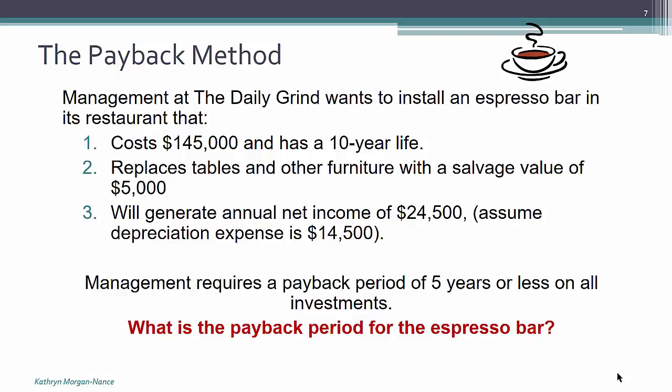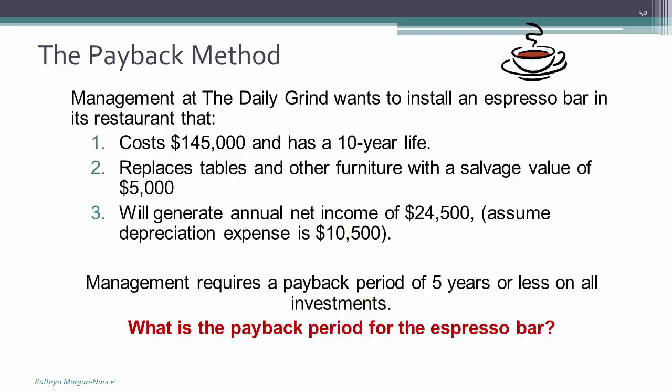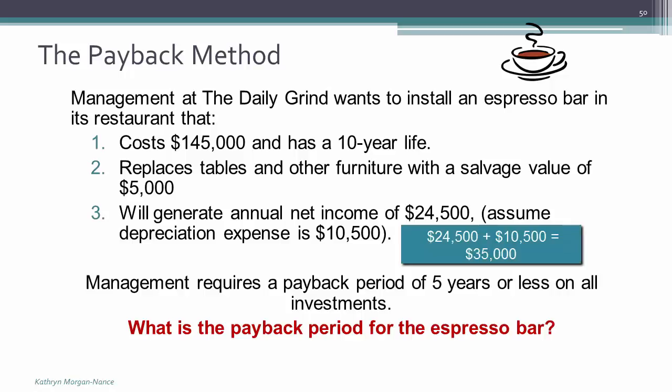Assume the management of the Daily Grind wants to install an espresso bar in its restaurant. The cost of the espresso bar is $140,000 and it has a 10-year life. The bar will generate annual net income of $24,500 which has already been reduced by depreciation expense of $10,500. Annual cash inflows are thus $35,000. That's $24,500 in net income, adding back the $10,500 in depreciation.